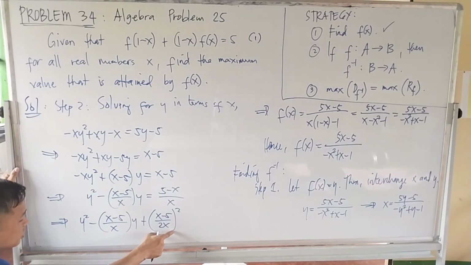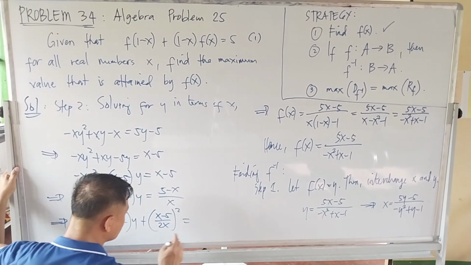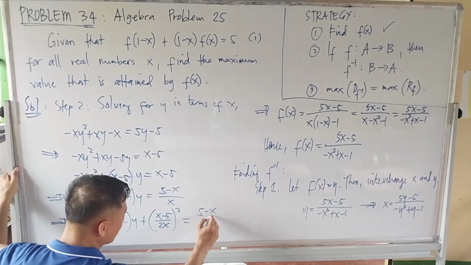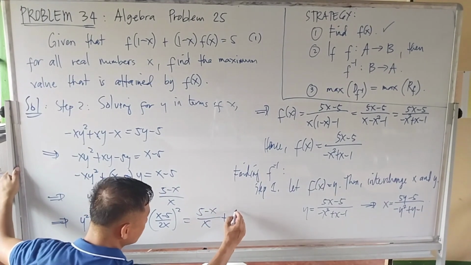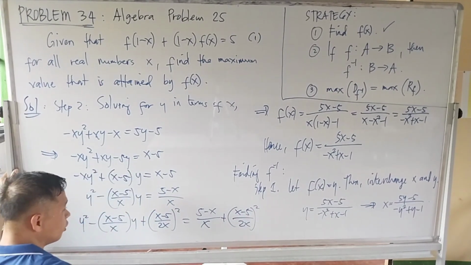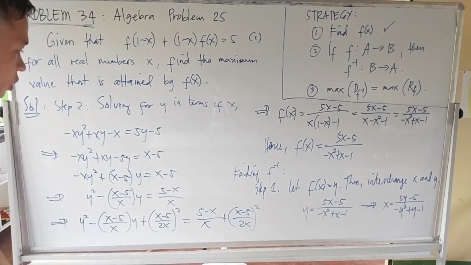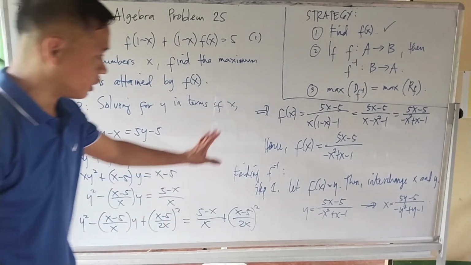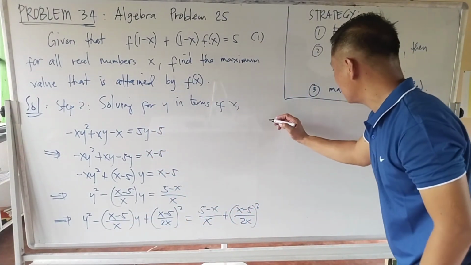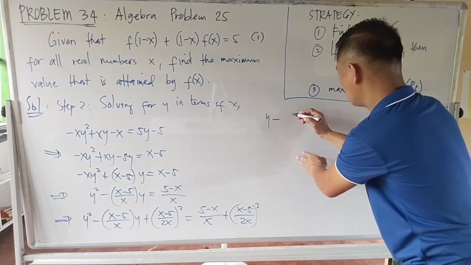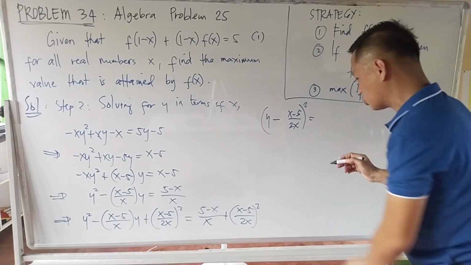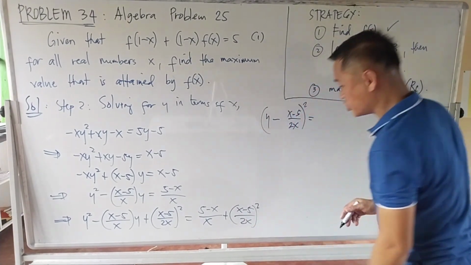Since we added this expression to the left-hand side, we also need to add this expression to the right-hand side of the equation. So we now have 5 minus x over x, then plus x minus 5 over 2x quantity squared. Now, for the continuation of our solution, since we do not have space, I'll put up this board first. Now, this expression can be factored as y minus x minus 5 over 2x, then quantity squared, which is equal to, so we need to expand this expression or simplify.